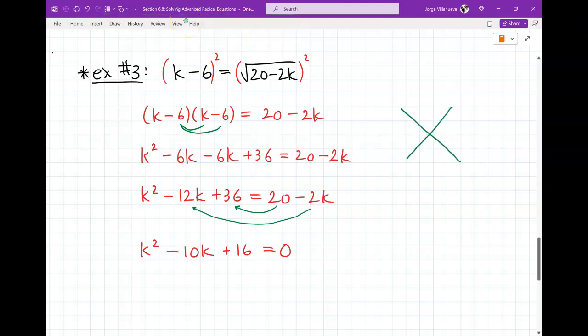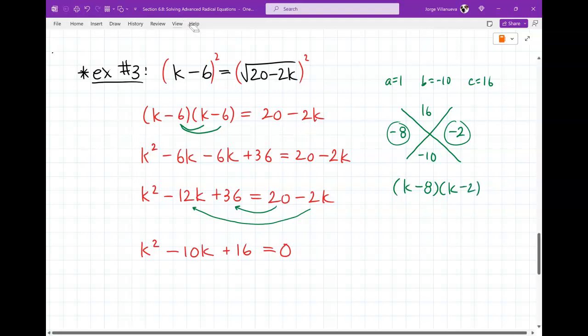You can see why we're only going to give you 3 of these, because these will take a while. My A is 1. My B is negative 10. My C is 16. So A times C, that's 16, and B is negative 10. We need 2 numbers that multiply to 16 and add up to negative 10. What do you guys think? Negative 8 and negative 2? Okay. Negative 8 times negative 2 is positive 16. Negative 8 minus 2 is negative 10. Perfect. Those will work. So this will be K minus 8, K minus 2.